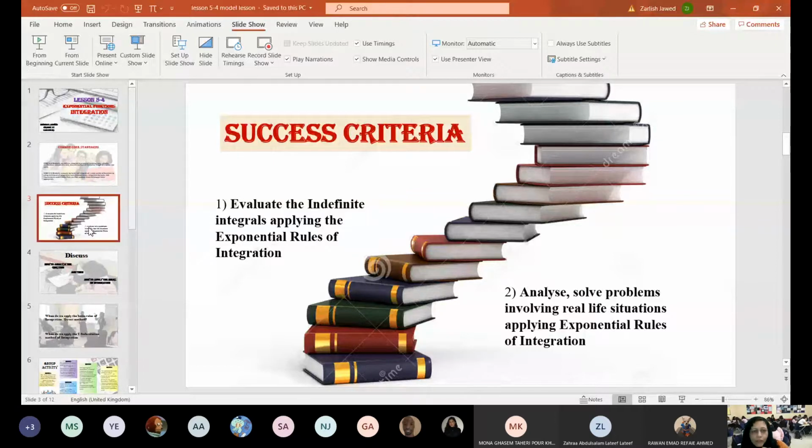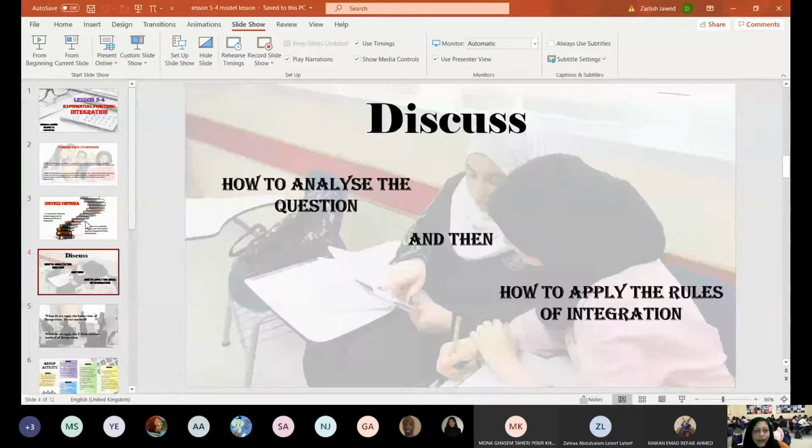So the first question, before we start: how do we analyze the question and then apply the rules of integration? You know that we have studied two different methods. One, we solve by applying the direct method. It means we just apply the basic rules of integration, the power rule and the constant rule, and then we solve. In the other method, we apply the U substitution method.